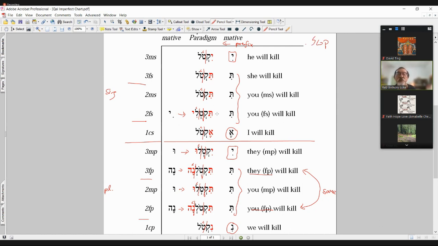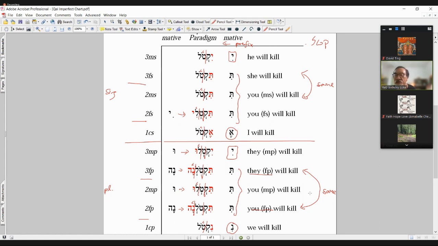Yikto, tikto, tikto, tiktali, ekto. Yiktolu, tiktona, tiktolu, tiktona, nikto. So the sound will help you to remember. If you can get the sound, the rhythm of it, you can immediately work out whether it's a she, whether it's a you, whatever. Now, these two are also the same. So again, only the context will tell you.